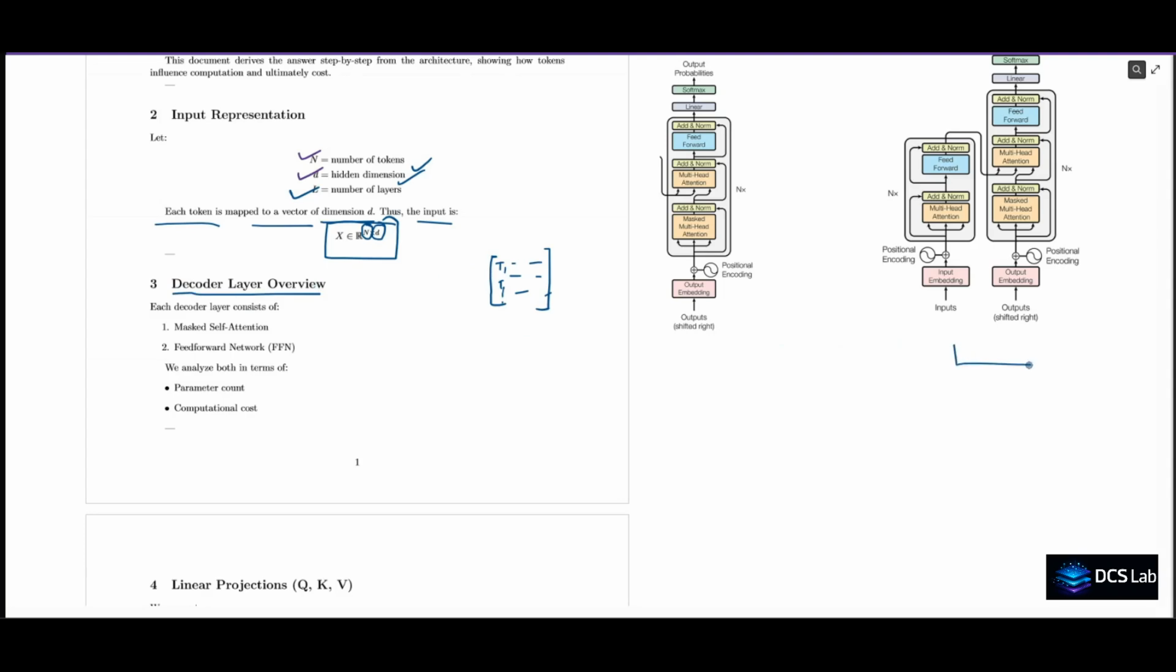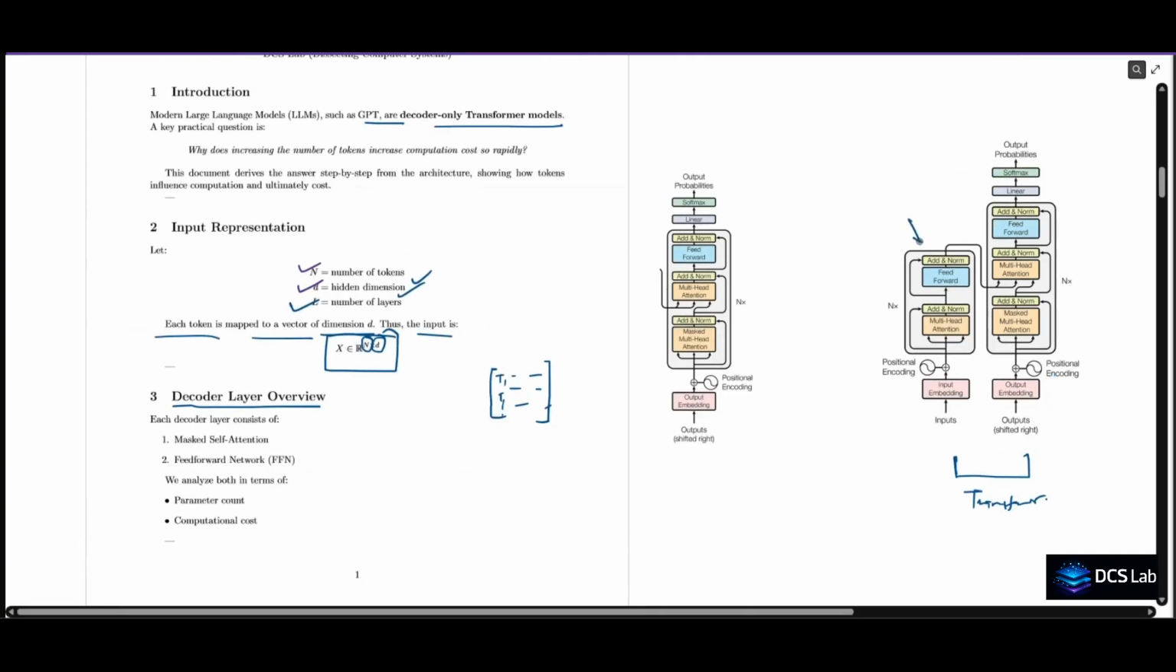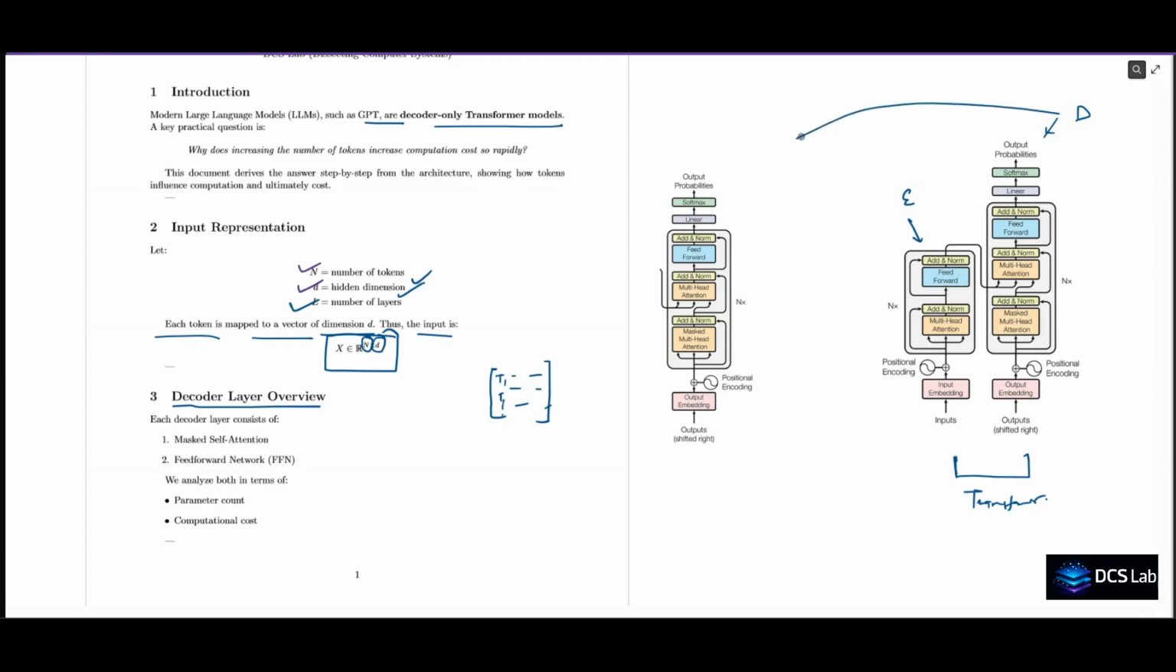Now, the decoder layer overview. This was the transformer, and this was the encoder component, and this was the decoder component. I have extracted this decoder component here, so we're just going to dive deeper into it. If you see, it has a masked self-attention and a feed-forward neural network. This is the masked multi-head attention, and a feed-forward neural network.